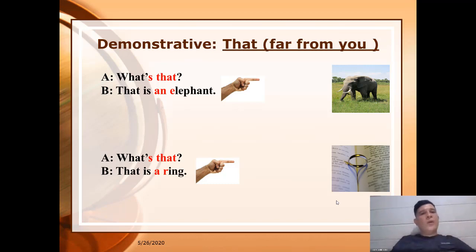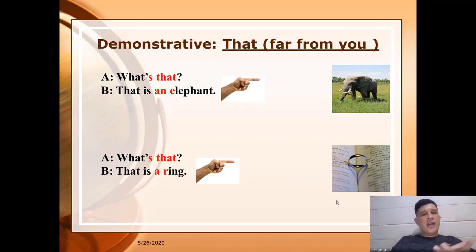And we have, what's that? And the answer is, that is an elephant, because it is far from you. And the other one, what's that? I'm sorry, I made a mistake there. And that one we say, that is a ring, right? That is a ring.